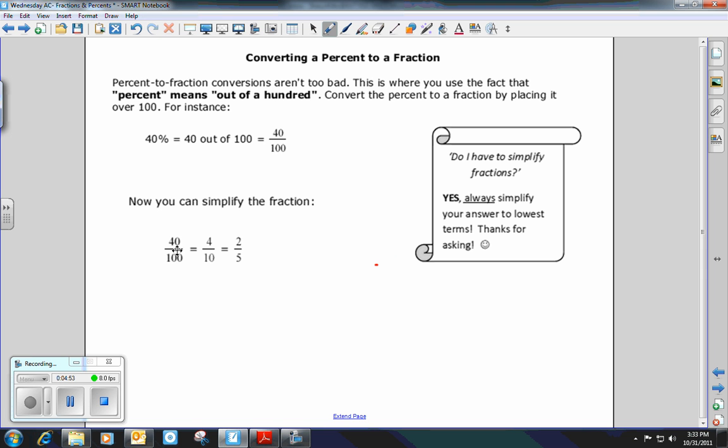And then you simplify. Dividing by 10, you get 4 over 10. Dividing by 2, you get 2 over 5. 2/5 is the simplest form. Do you always have to simplify your fractions? Yes, you always have to simplify to lowest terms.